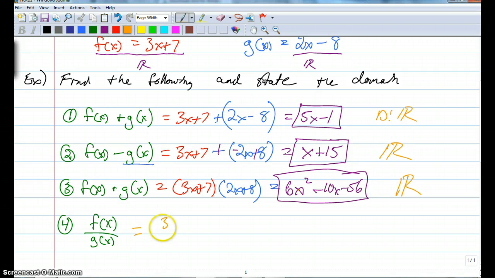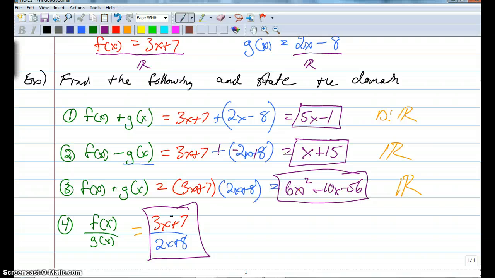It's still the same. It's still 3x plus 7. Oops, I got the wrong color again, didn't I? 3x plus 7 over 2x plus 8. And I can't simplify anything, right? The addition messes it up, where I can't just cancel out the x's or anything like that. So that's our final answer there: 3x plus 7 divided by 2x plus 8.